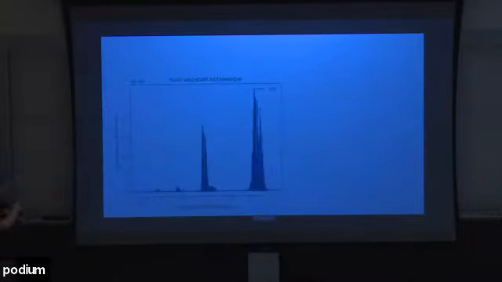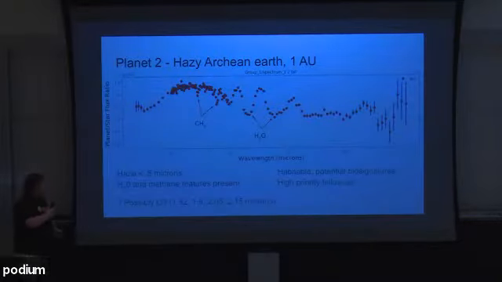All right, so moving on to our second one, and this will be the one that we'll get the most aggressive in calling what we think it is. We think that this is Hazy Archean Earth. It's at 1 AU, which is good for an Earth. And so we do have a couple features that show up. We have the haze close in. We have some features that may be methane and water further out.